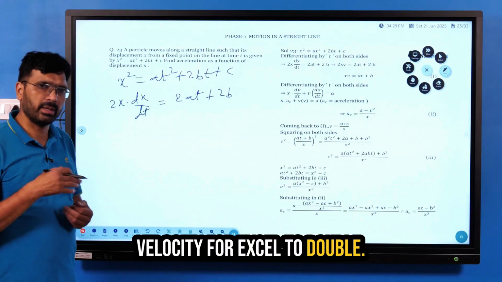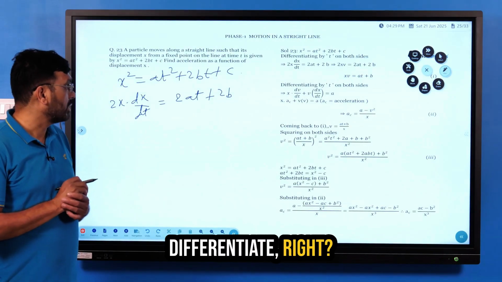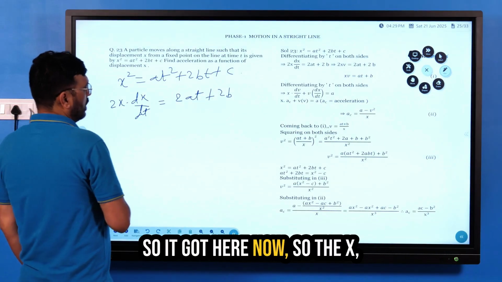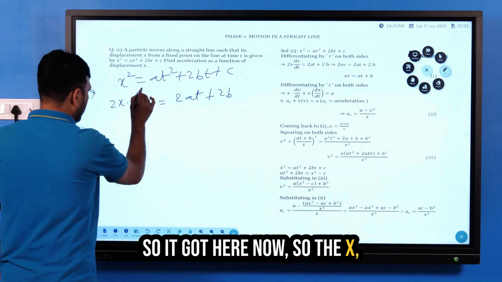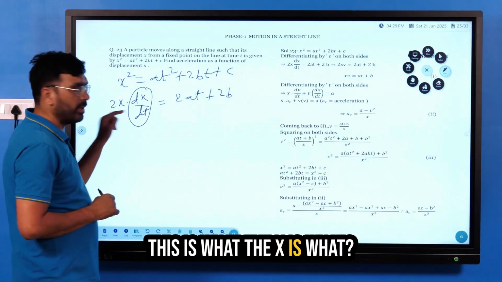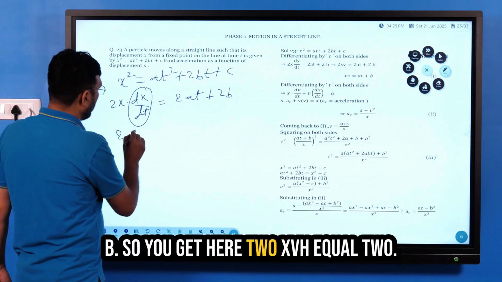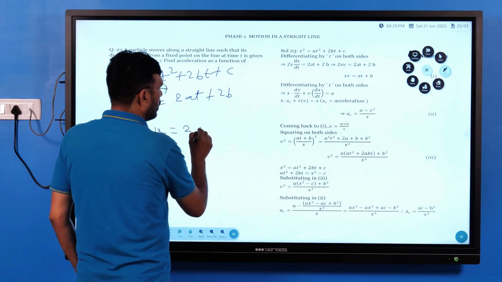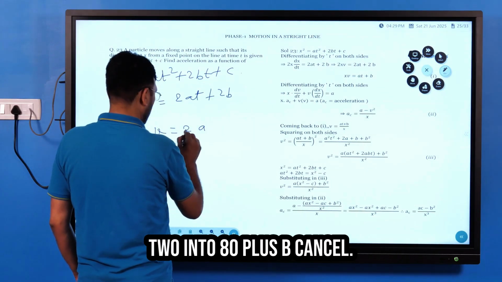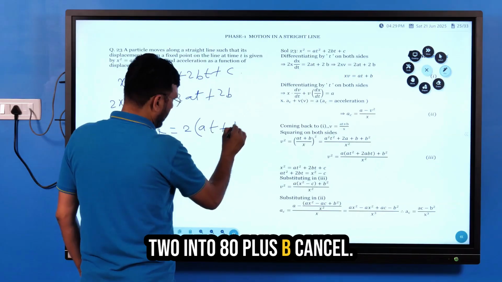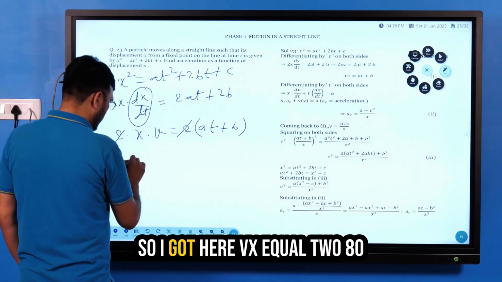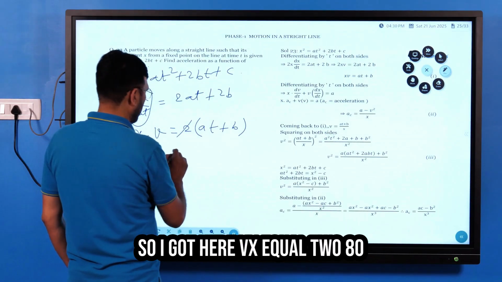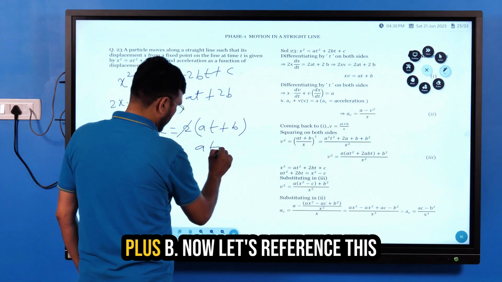For acceleration, I have to double differentiate it, right? So here, dx by dt is what? v. So we get 2xv is equal to 2 into (a square t plus b). Cancel. So I got xv is equal to a square t plus b.